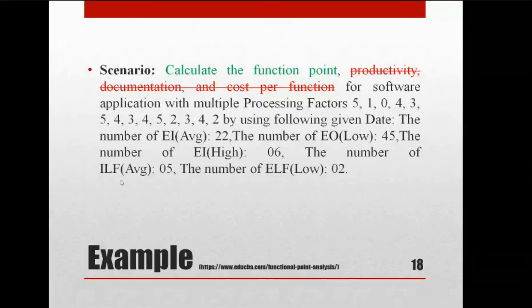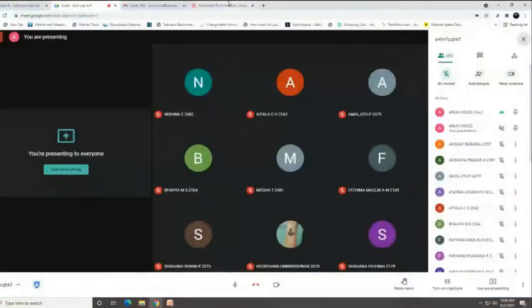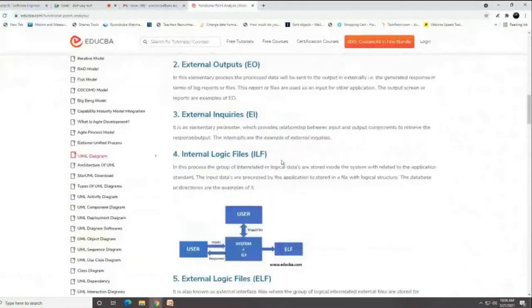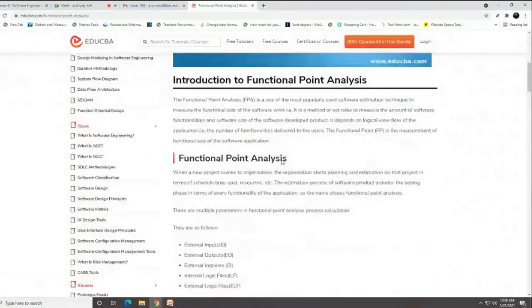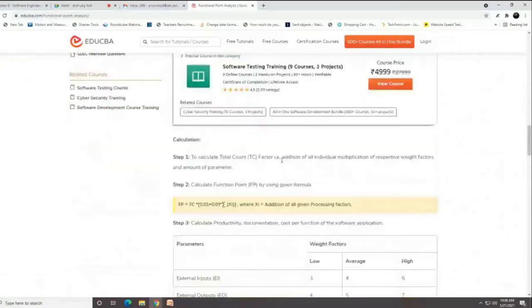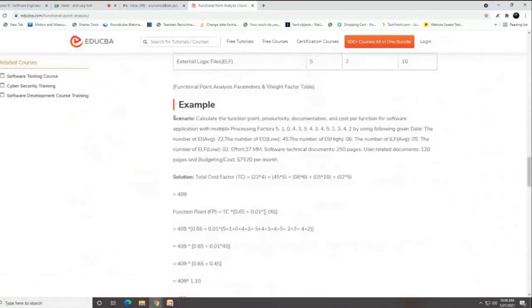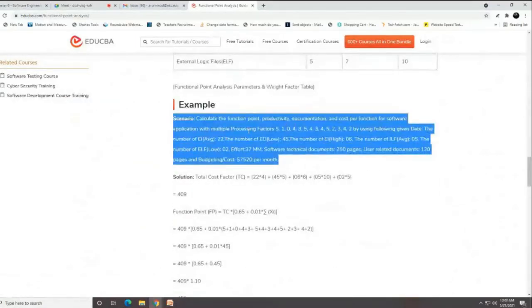I have taken the question from this particular website, right? It's a very good website. You can just check it out. All the explanation will be there. This website has all the explanation of what we have discussed, and they have explained a scenario. So let us discuss that scenario, and then we will move on to the next topic.